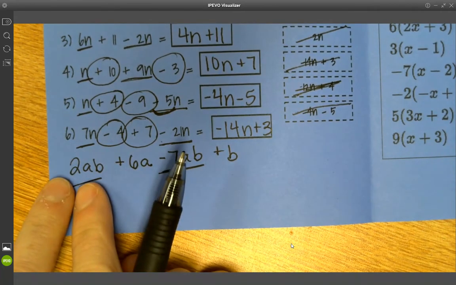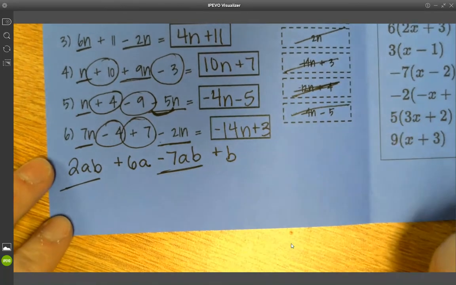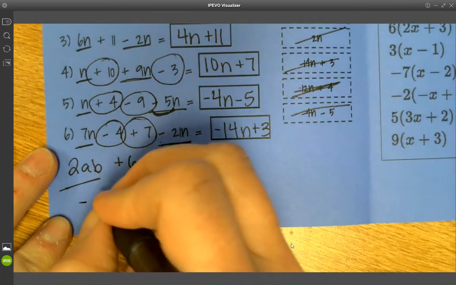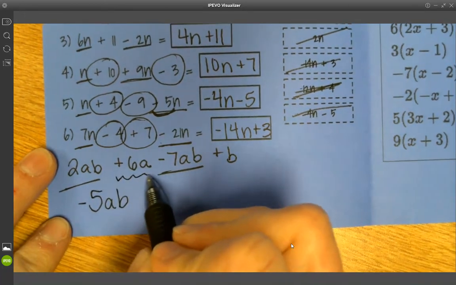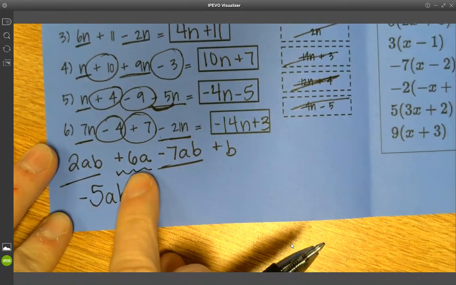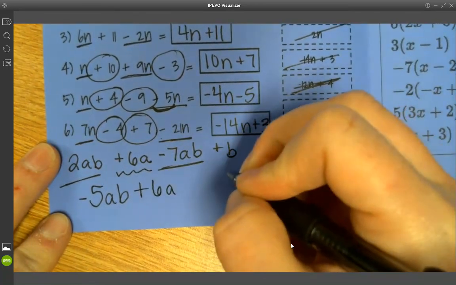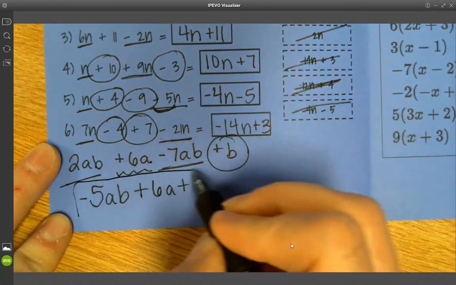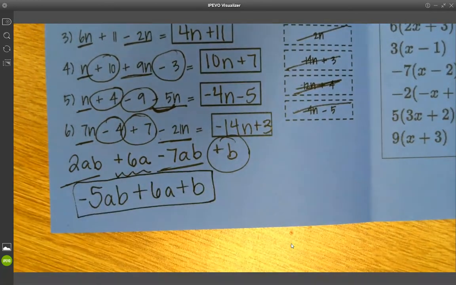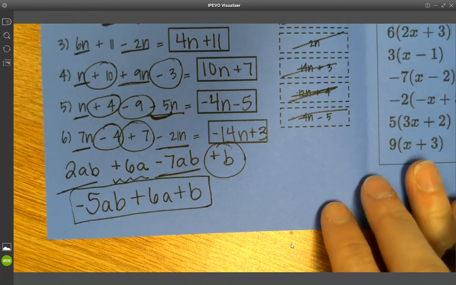So if I have 2 and I take 7 away, how many do you have? Negative 5ab. Yep, negative 5ab. And then this doesn't have anything like it with it, right? So plus 6a. And then just plus b. That's right. Put a box around it. I think we're ready for the test. Ready for the test? Okay.